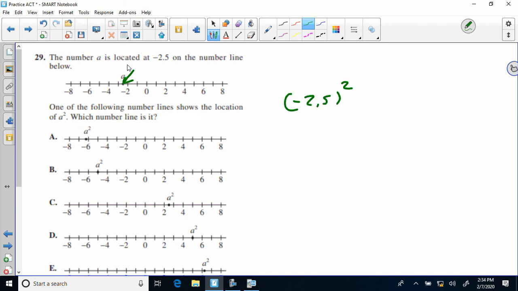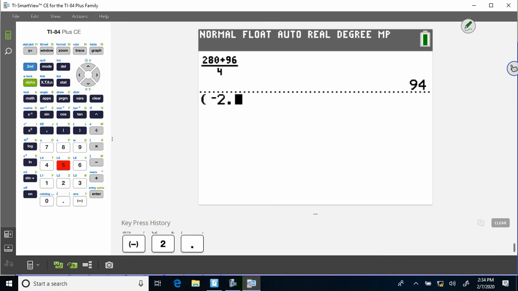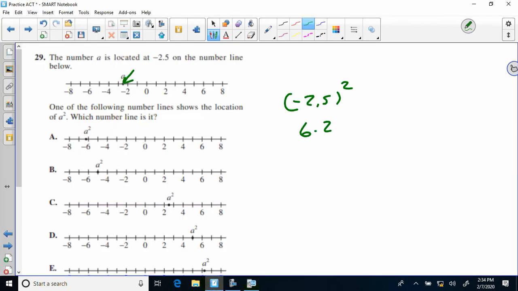And you have a calculator. If you don't know that in your head, you can go to your calculator, and you could say negative 2.5 squared, and say, wow, negative 2.5 squared is 6.25. And so you're going to come back here and say, I'm looking for the number 6.25, and the only one is the letter E, because it's over at positive 6.25 over here.